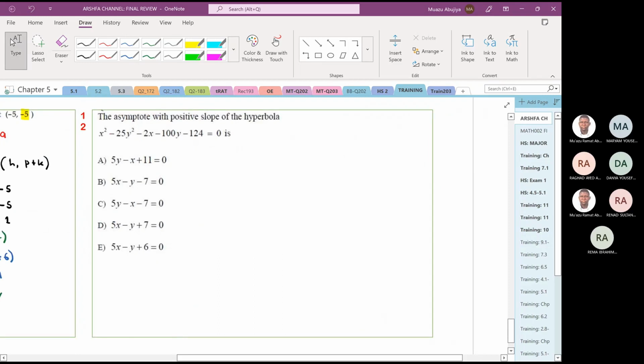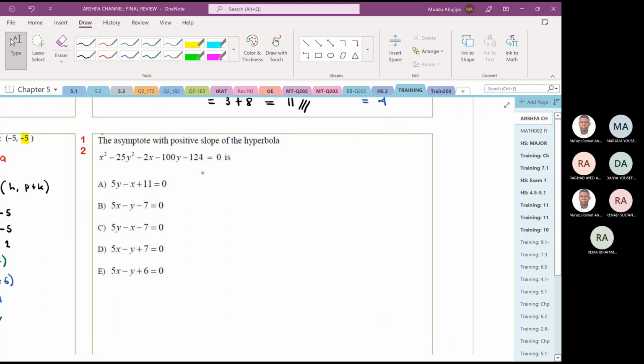Here it says the asymptote with positive slope of the hyperbola. The asymptote with the positive slope of the hyperbola is what? So we are given the hyperbola. Of course, it is very clear that the center is not at the origin, because we can see here -2x and -100y. So let us try to rewrite, please.